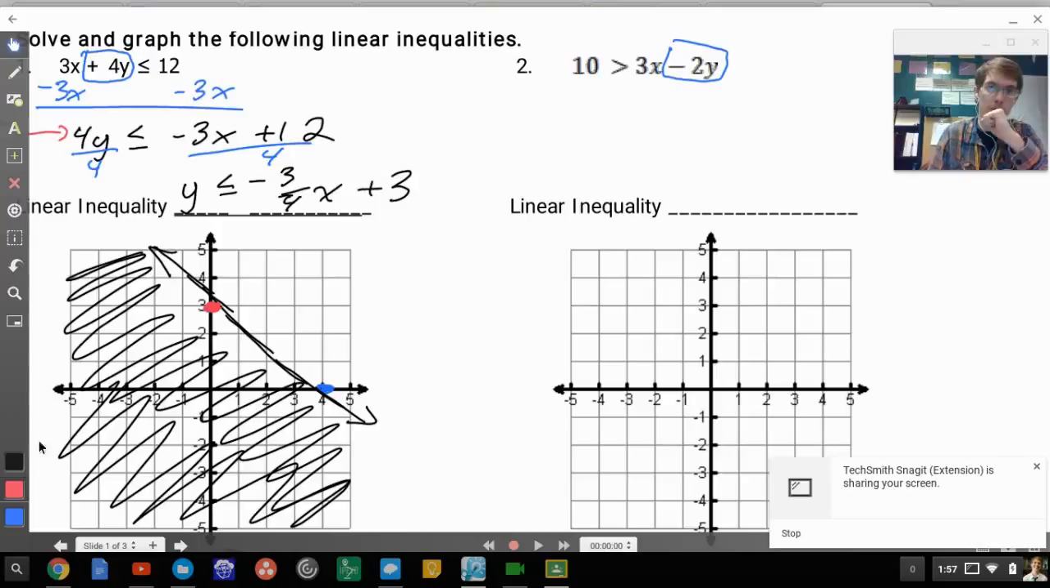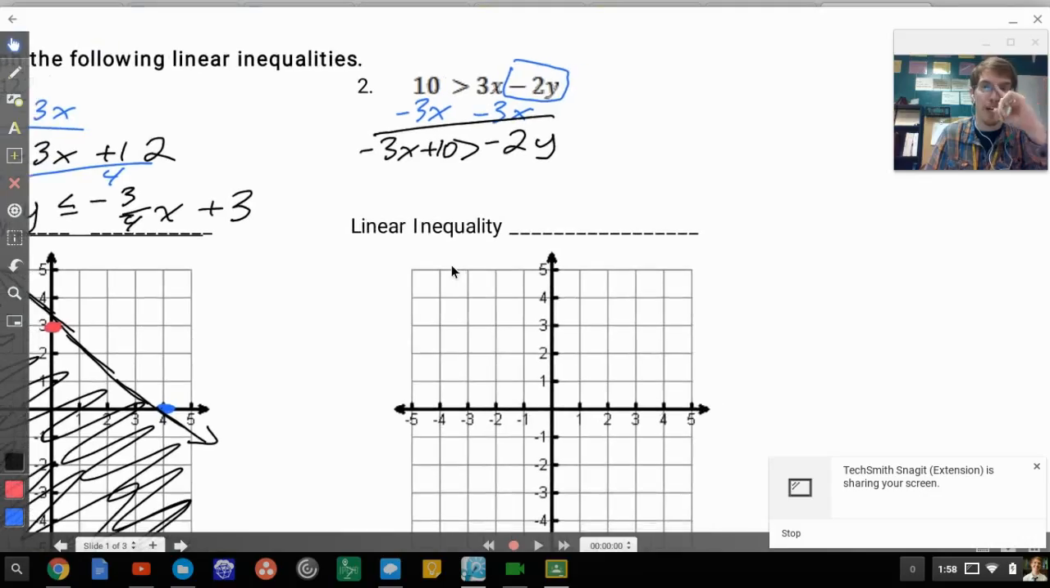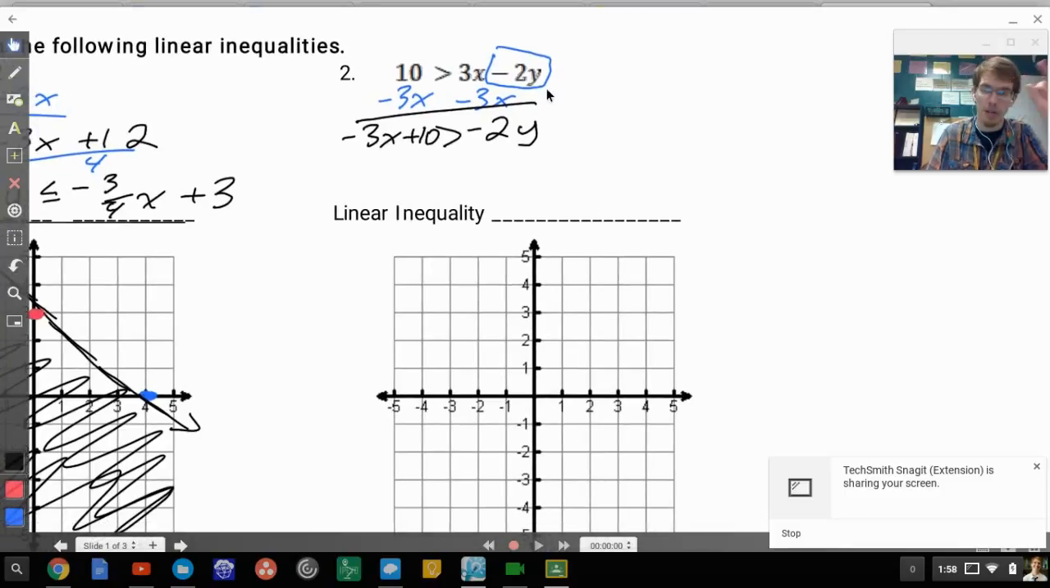Well, I've already boxed in my y term, so I need to subtract 3x. So these two cancel out. We get negative 2y greater than negative 3x plus 10. Now, I have two problems here. The really big one that's staring at me is that my y is on this side. I don't like my y being over there. I want it to be over on the left side.